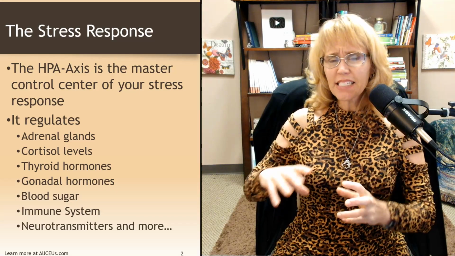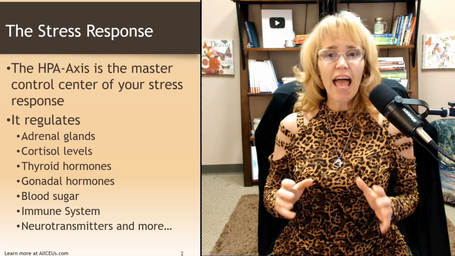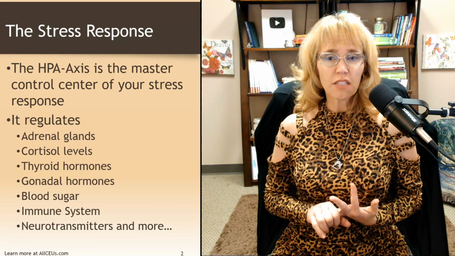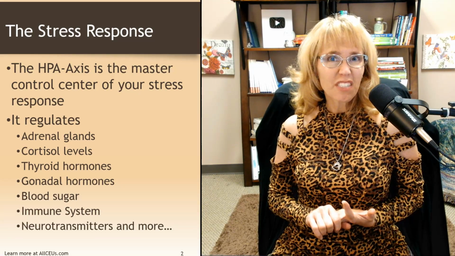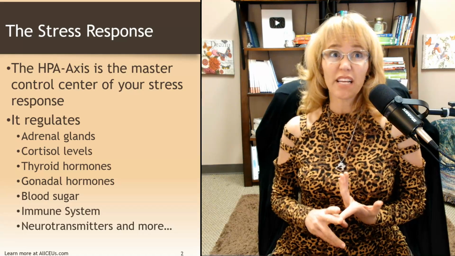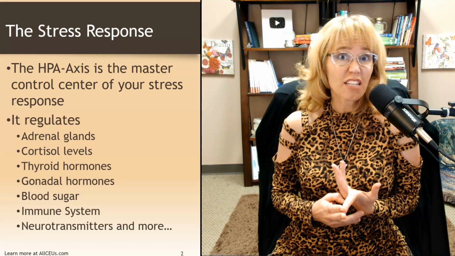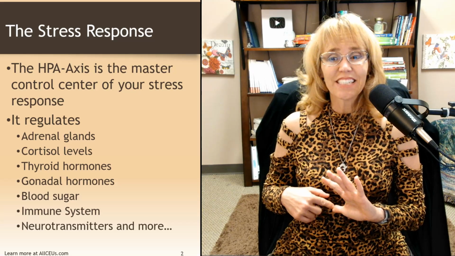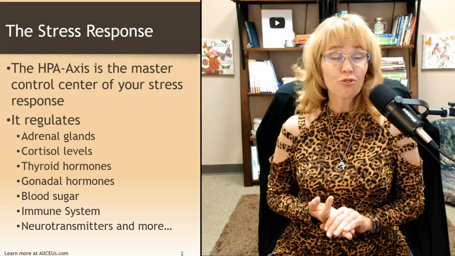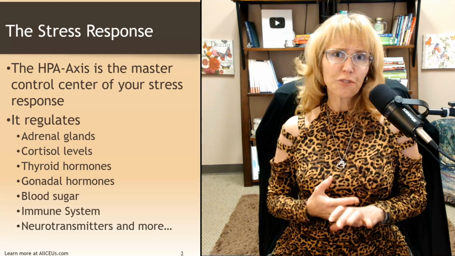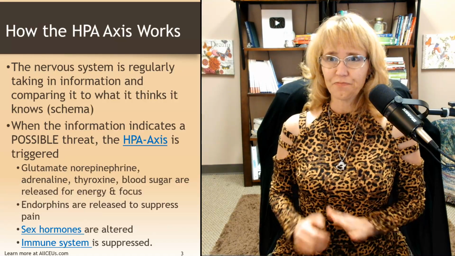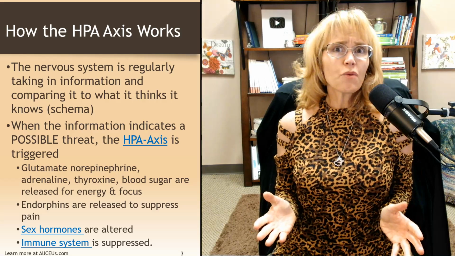But the HPA axis is the master control center, and it helps regulate your adrenal glands, your cortisol levels, your thyroid hormones, your gonadal or sex hormones like estrogen, progesterone, testosterone, and oxytocin, your blood sugar levels, your immune system, your neurotransmitters, and more. Your HPA axis has its grimy little mitts in just about everything. So how does it work?